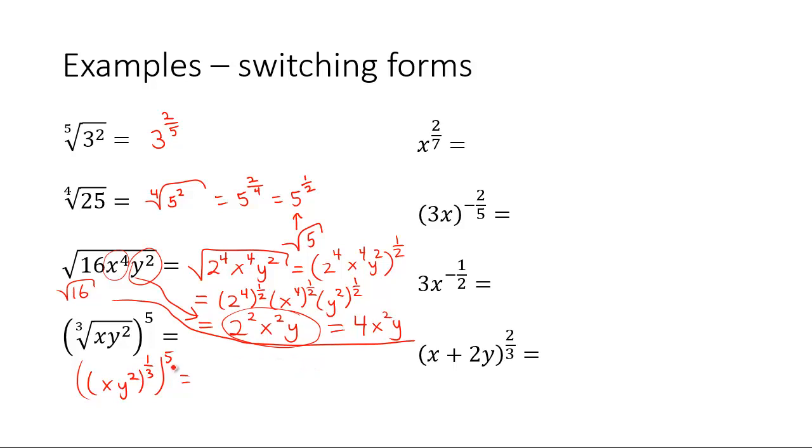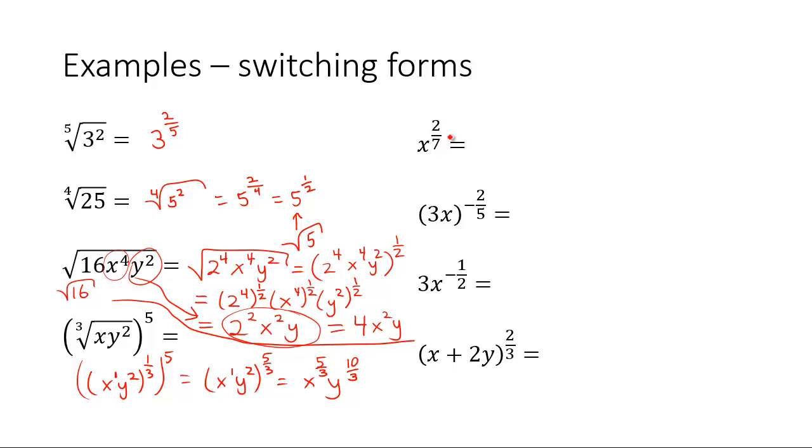Remember, we multiply if they're powers to powers. This is to the power of 1. So let's do the outside power first, get that done. So 1/3 times 5 will be 5/3. So we're taking x to the power of 1 to the 5/3 is x to the 5/3. And y to the 2 to the power of 5/3, which will be multiplied, and therefore will be 10/3. And that's all you can do.